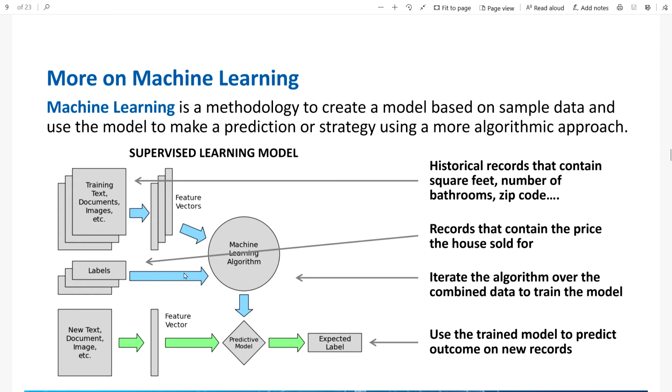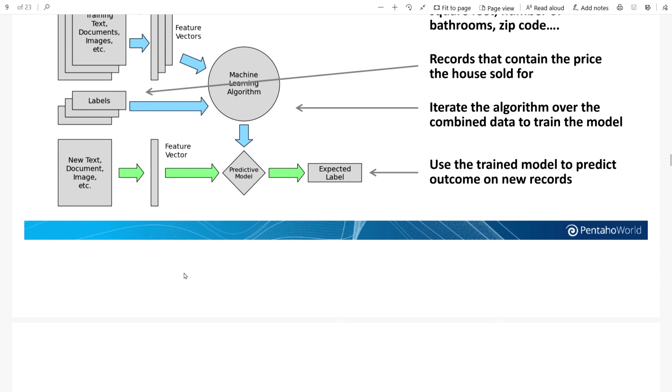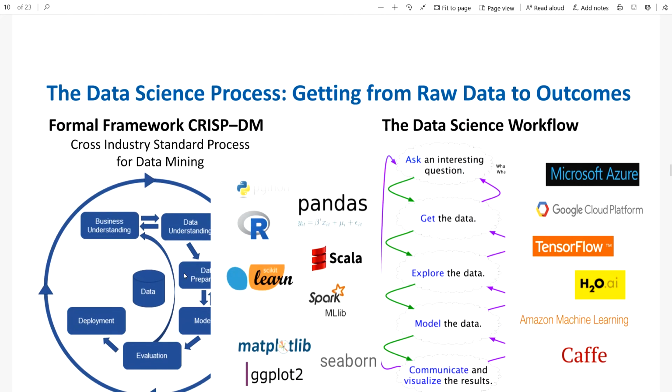A record that contains the price for which the house was sold. Iterate the algorithm over the combined data to train the model, and use the trained model to predict the outcome of new records: how much would the house cost given how many bathrooms it has, how many bedrooms it has.